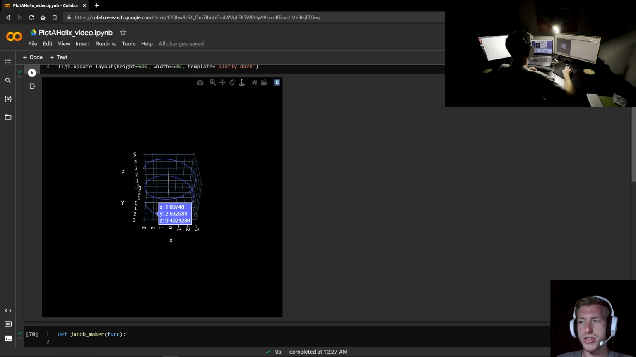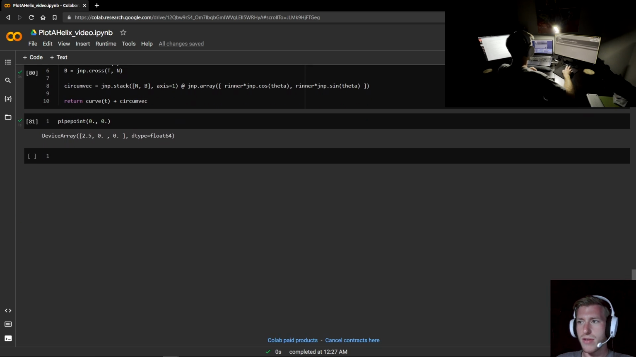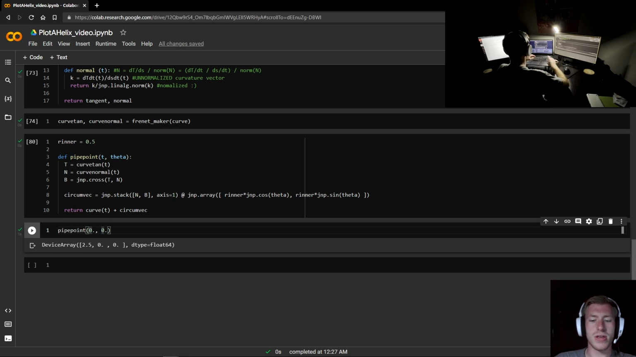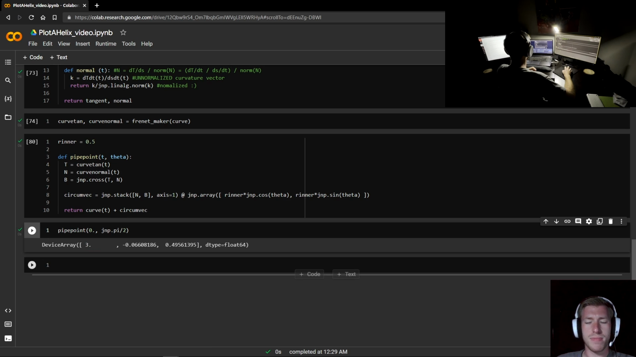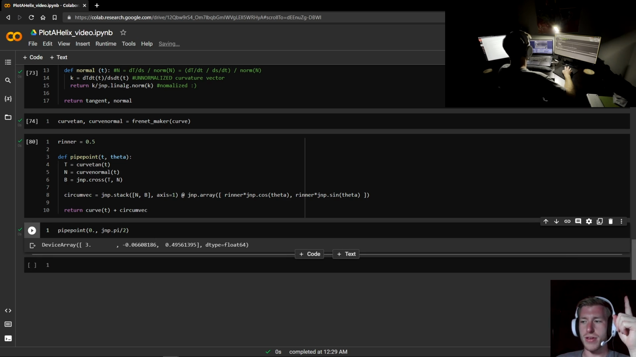But if we were to change this, the angle, the second one, to JNP dot pi divided by 2, now our x-axis is at 3, which makes sense, because now we're pointing straight up into our b direction. So our x is still at 3 at this point, so it should be sitting directly above the curve. But we notice that it's got two other components here. It's got a very small y and almost 0.5 z. So it's almost straight up, but it's leaning negative in the y direction.